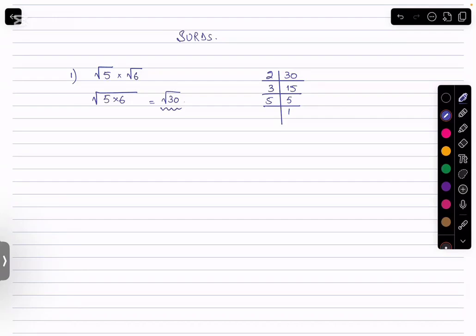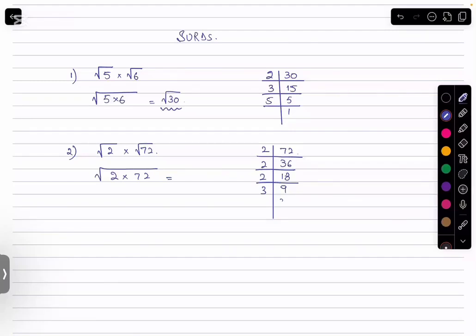Okay, you have square root of 2 into square root of 72, right? So here you can say that this needs to be 2 times 72. ठीक है, अब या तो मैं इसको completely solve कर लूँ या फिर मैं सिर्फ 72 के अगर factors find करती हूँ. So the factors of 72 here, they are going to be 2 and a 36. Then it's going to be 2 and an 18. Then it's going to be 2 and a 9. And then it's a 3 and a 3 here.